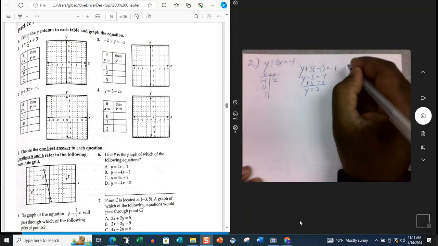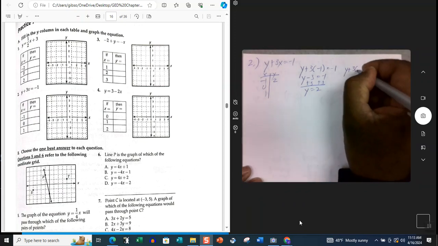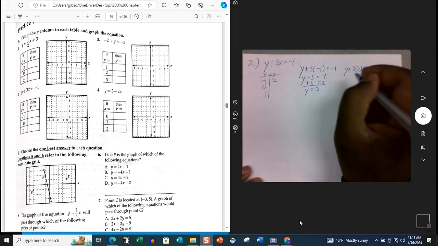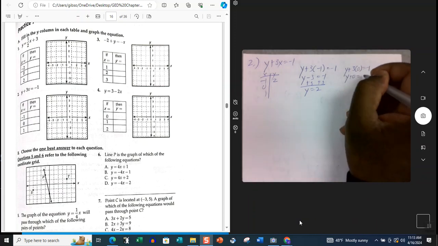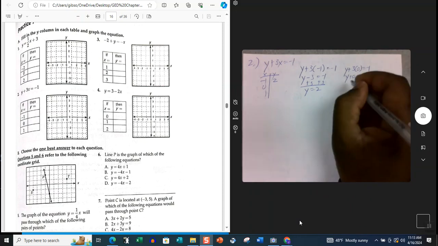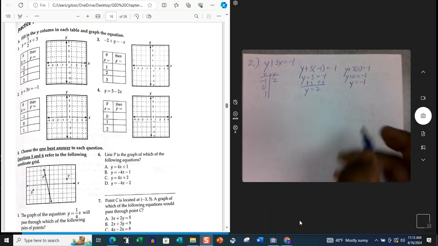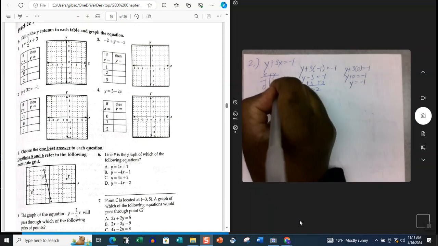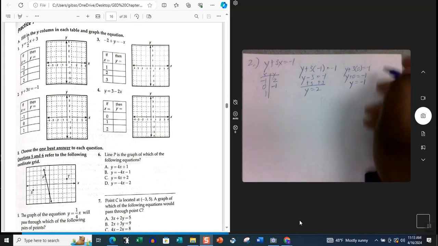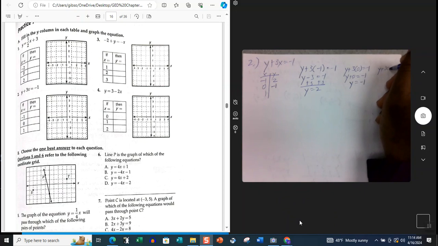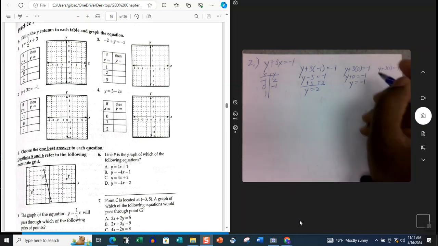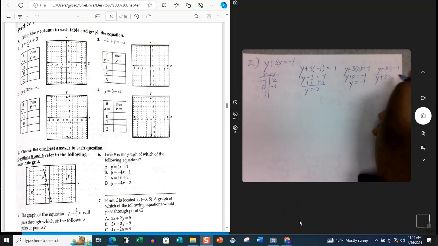Next, we'll substitute in 0 for x. So we have y plus 3 times 0 equals -1. So it'll be y plus 0 equals -1. Y plus 0 is y, and then say y equals -1. So when x is 0, y is -1. Now we go to the next. This time we'll substitute in 1 for x. So we have y plus 3 times 1 equals -1. So we have y plus 3 equals -1. We'll subtract 3 on both sides, and y is -4.